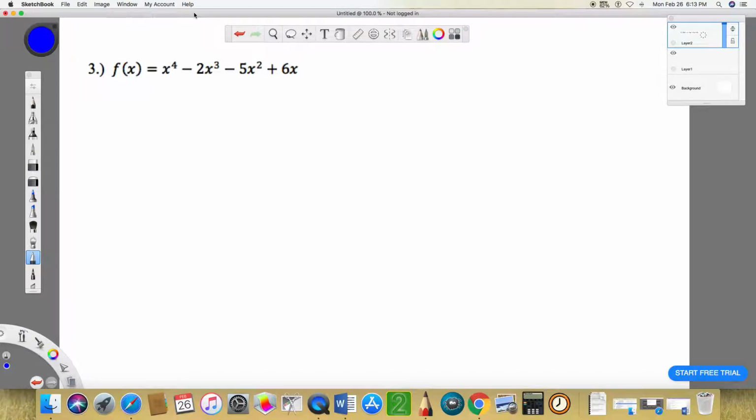Let's take a look here at problem number 3. We've got a polynomial function of degree 4. We want to find the zeros, and there are going to be at most 4 zeros. So let's start out by looking to see if there's a greatest common factor. It looks like an x.